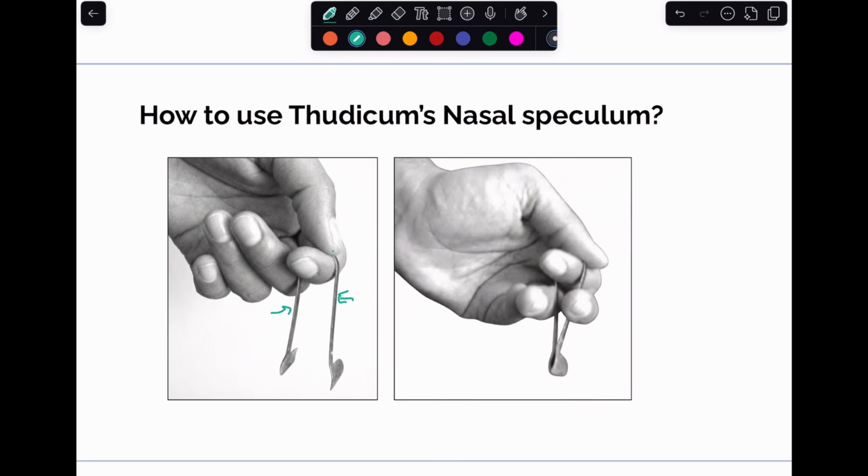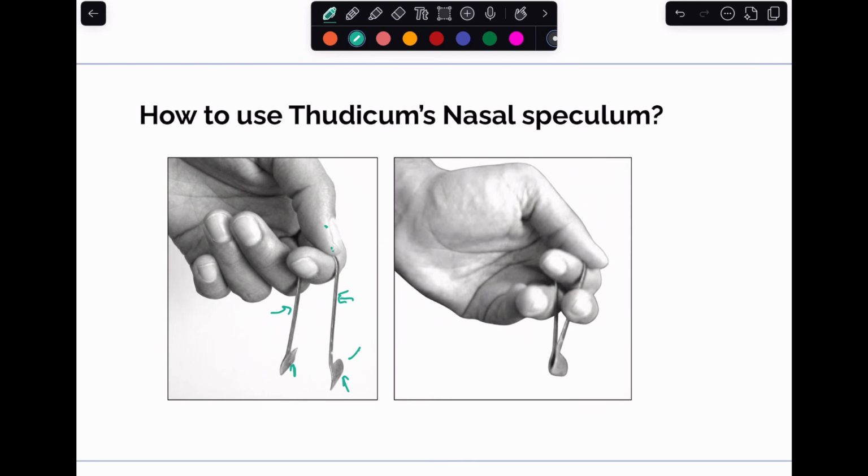on the left hand. So do not pick it up in your right hand. That's a typical no, because you'll have to use other instruments from the right hand. Typically, Thudicum's nasal speculum is held in the left hand. Now, it is important to remember, these are the blades that you're seeing here. The blades have to face towards the patient. So you hold it in your left hand between your index finger and the thumb, and the blades would be facing towards the patient.